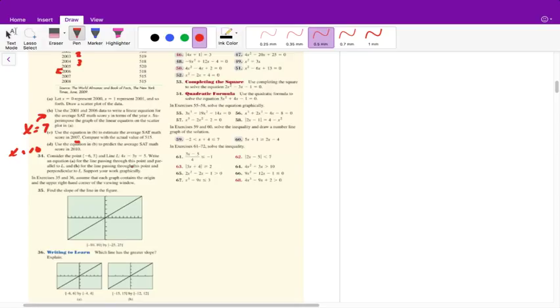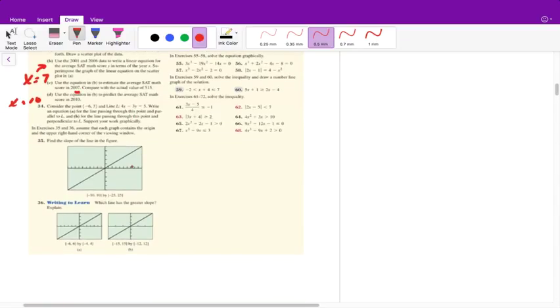34, I already did one like that in the last video where I did the perpendicular line. Remember, when it's parallel, you're just going to use the same slope. 35, 36, you just need to find the slope of the line by picking 2 points.